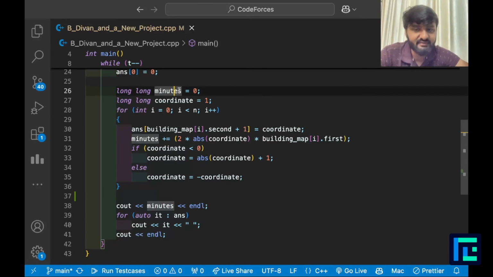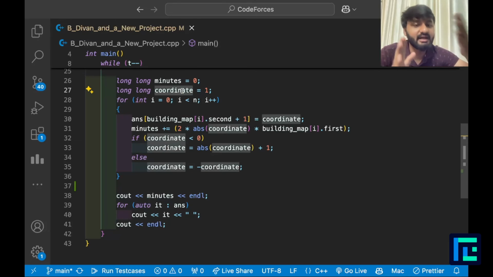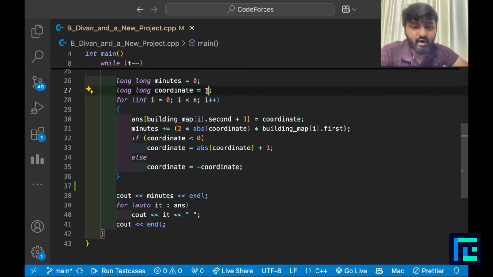The lowest minutes I have starts with 0. What is the coordinate I'm beginning with? So 0 has already been occupied, so I want to begin with 1. Then I'll go to -1, 2, -2. I'm going to jump between these. So the coordinate right now is 1.